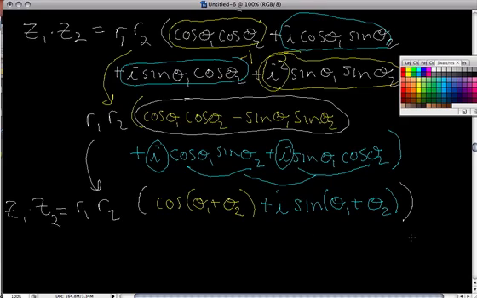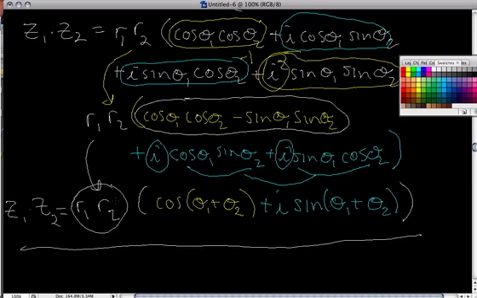So once we've done all that, we've got a nice formula for multiplying two complex numbers in trigonometric form. This is sort of a catchy formula. It's just the product of the two moduli, and then the sum of the two arguments inside there. So that makes it really easy to do the type of problems that we're going to look at next.